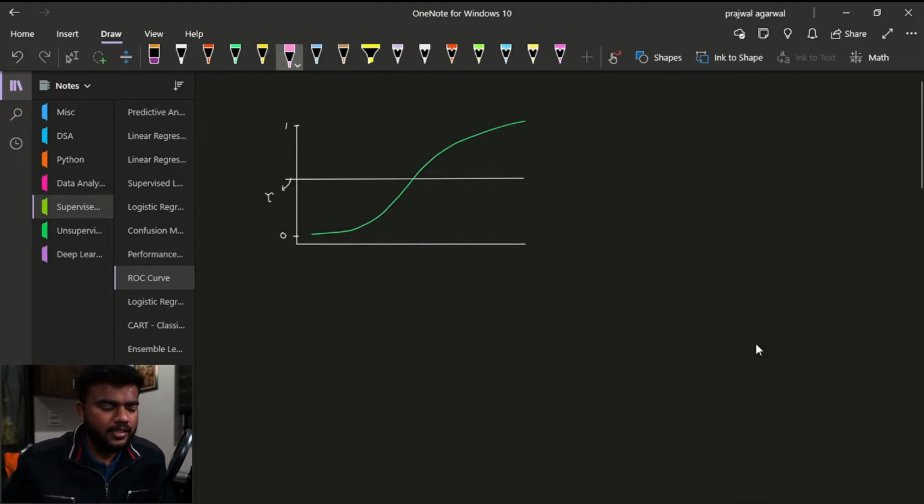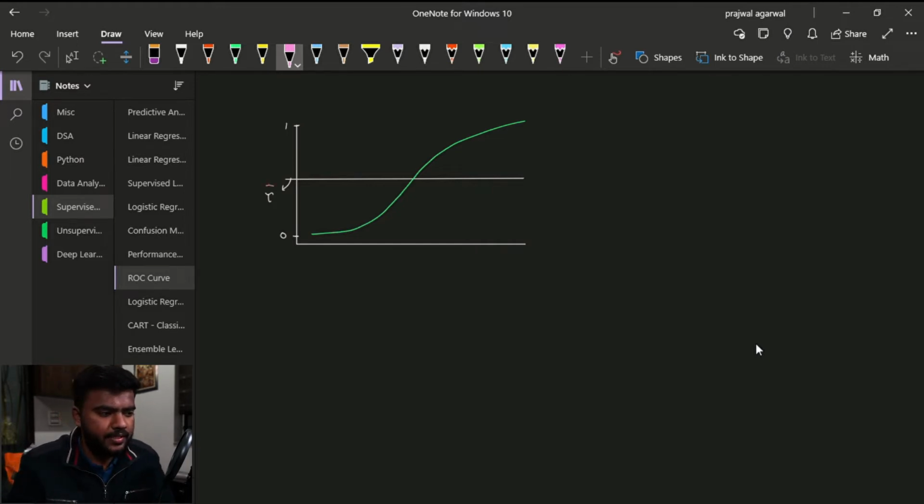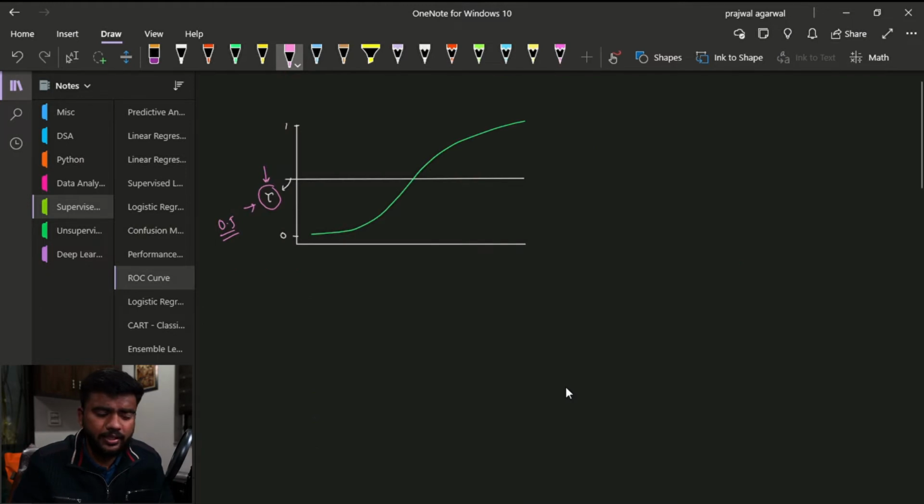Suppose you have used logistic regression to create a model for a particular data set, and you have specified a particular threshold. Suppose this threshold is somewhere in between, at 0.5. If a value is greater than half, then it is yes, and if it is lesser than half, then it is no. So for a particular threshold, you have predicted all these values. All the predictions are based on the threshold, right? If I increase or decrease the threshold, the predictions will change.